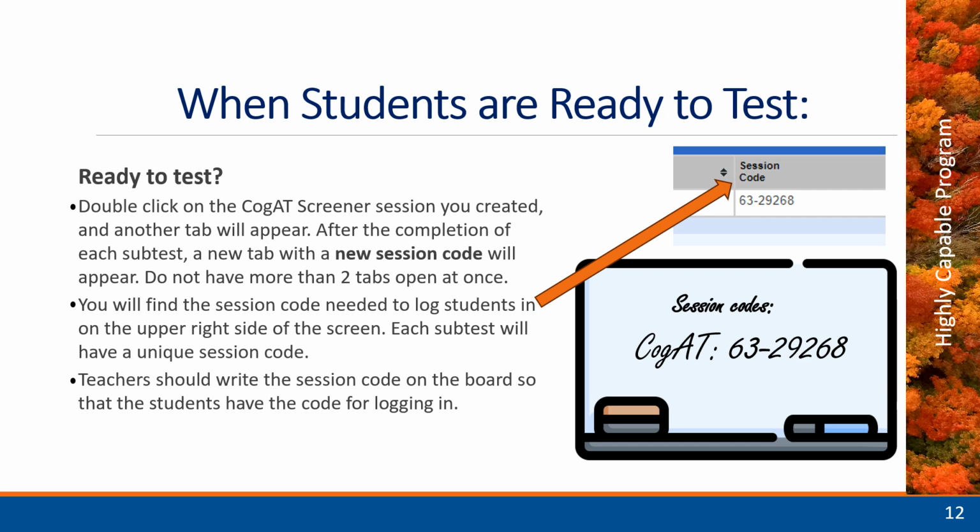When your students are ready to begin, double-click on the CogAT screener session that you created. Make sure that you're selecting your session and not a session that belongs to another teacher. When you click on your session, another tab will appear within Data Manager. Please note that after you complete each subtest, a new tab will appear with a brand new session code. Please take note of all of these session codes.